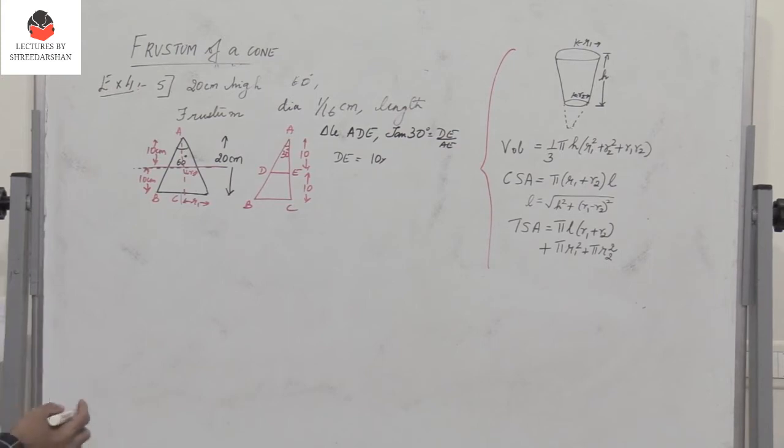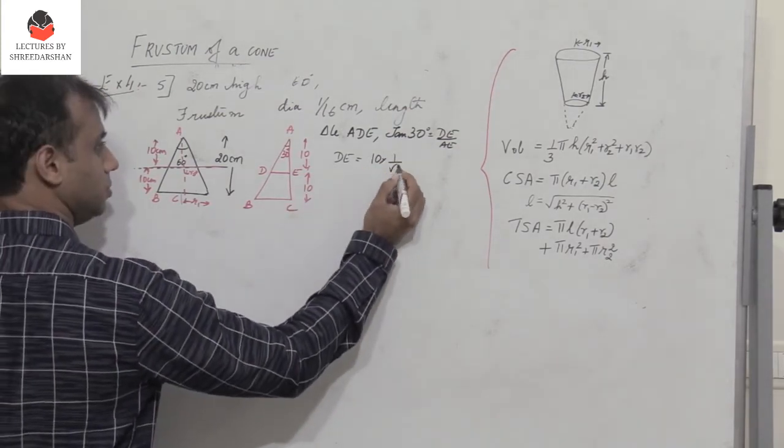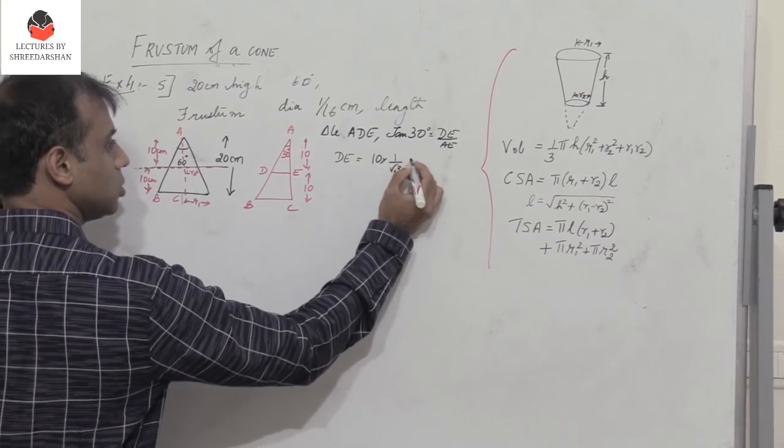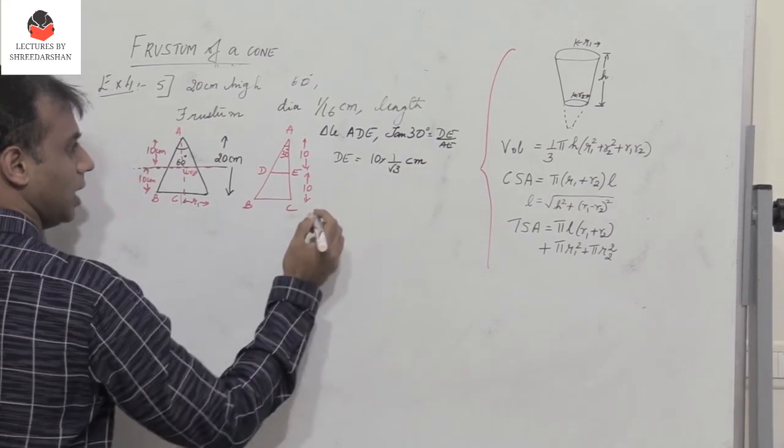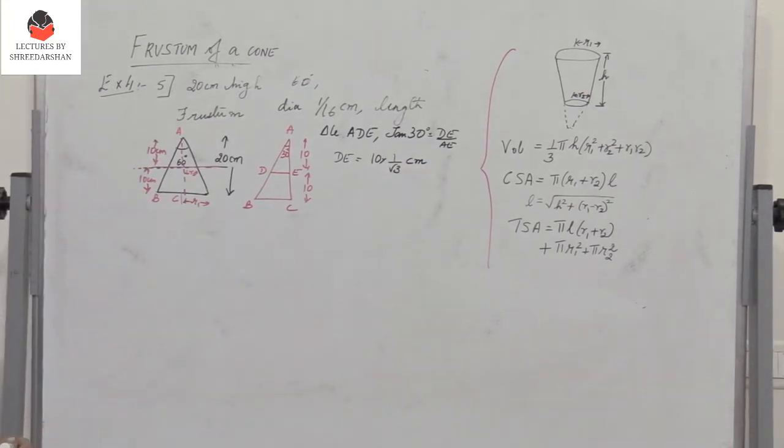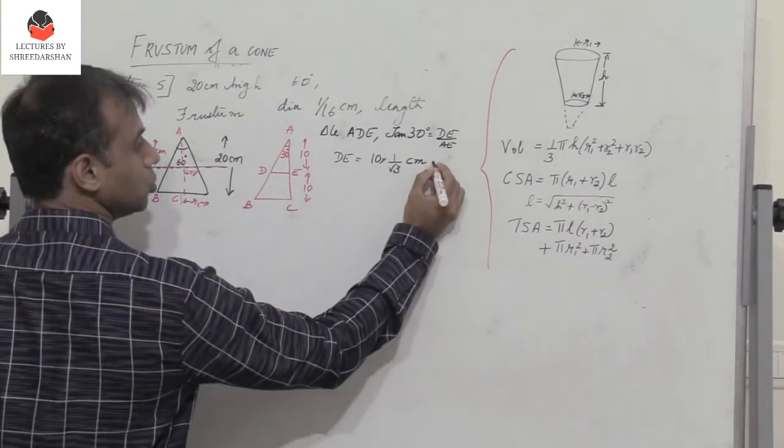So tan 30 is 1 by root 3. So DE is 10 by root 3 centimeters. So this becomes R2.